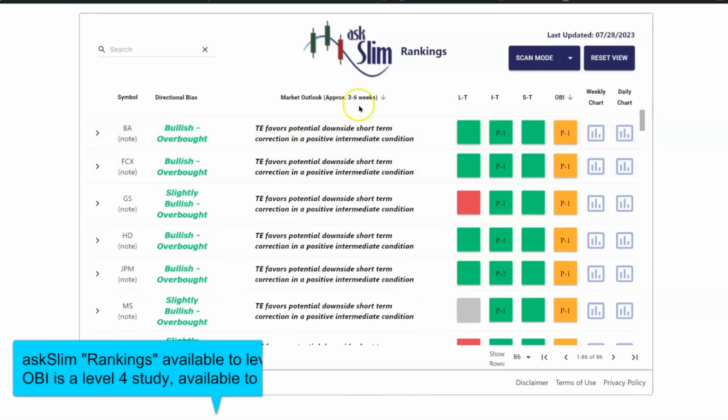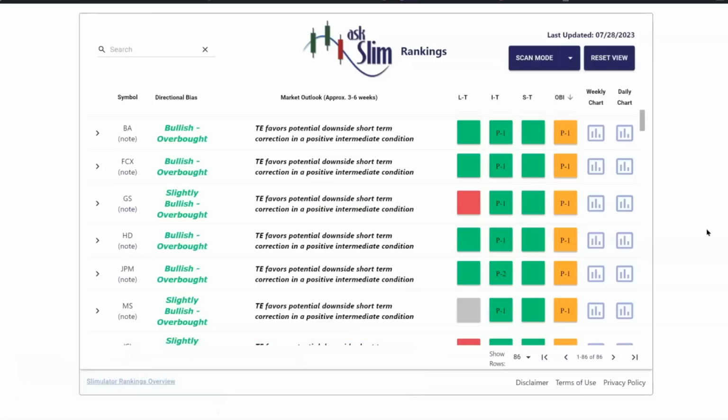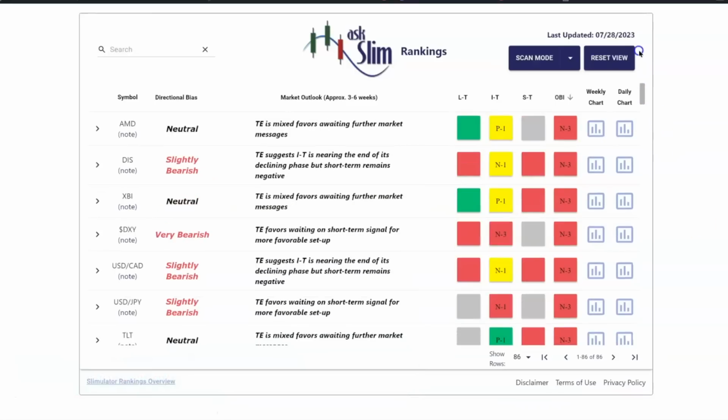the market outlook for the next 3 to 6 weeks is telling you potential short-term downside corrections in overall positive intermediate conditions. This is fantastic. This, by the way, is available to level 3 and level 4 members, and I think it's just packed with important information.